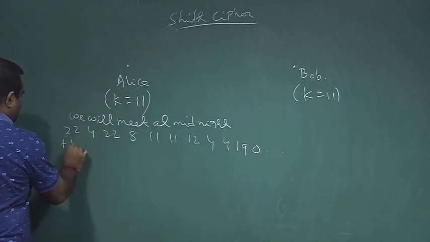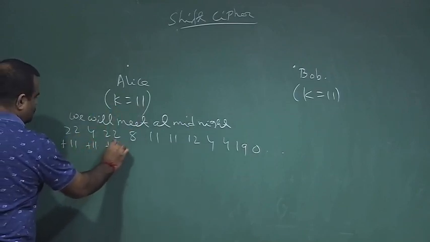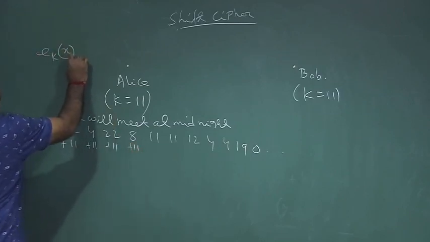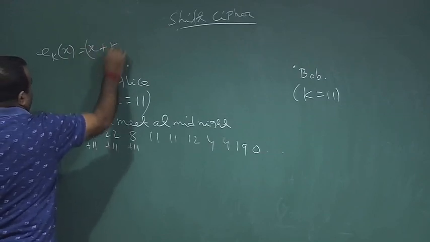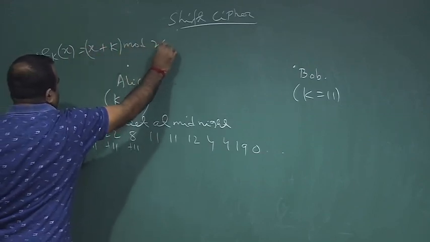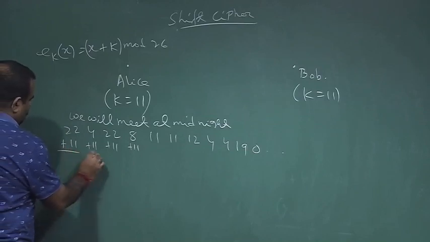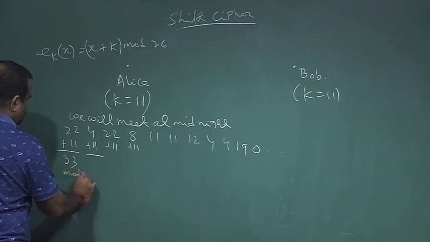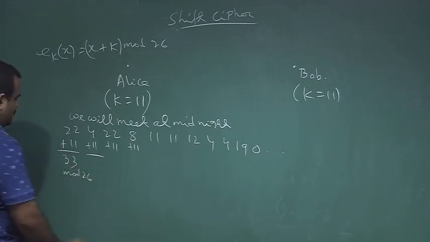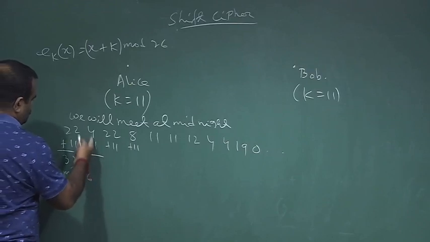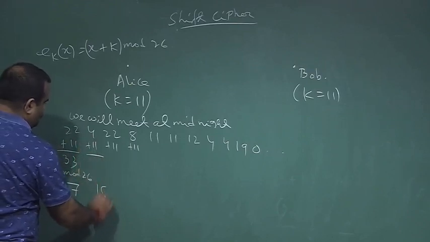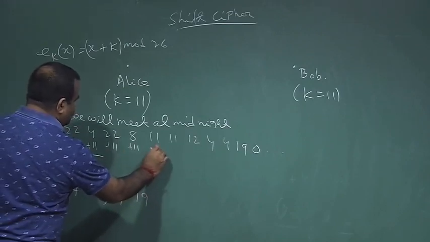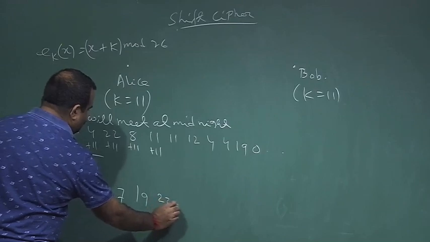So, we will just add 11 to all of these. Our encryption algorithm is basically x plus k mod 26. After this addition we have to take the mod 26. So, this is 33, so 33 mod 26 will give us basically 7. This is 15. This is again 33 mod 26, which is 7. This is 19 plus 11, and 22 like this.